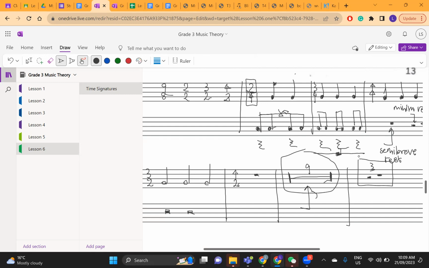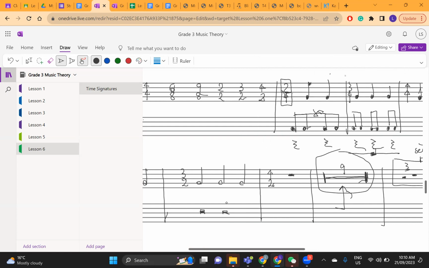I can't think of anything else. I think that is definitely the most common. You have something looking like a lane rope, and that means multiple bars of rest. If you have a semibreve rest, the thing hanging from the fourth line, it also means a full bar rest, no matter what time signature you're in.